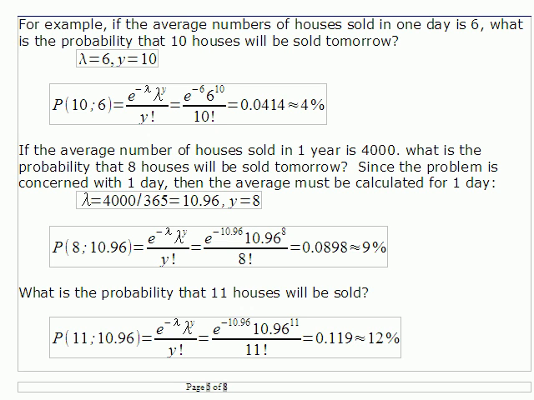Here are a few examples. Say you knew the average number of houses you sold in one day was 6, and you want to know the probability that tomorrow you're going to sell 10. So this is a probability that you will sell 10 in a Poisson distribution with a lambda of 6. And it's e raised to the negative 6 times 6 to the 10th divided by 10 factorial, and you've got about a 4% chance of doing that.